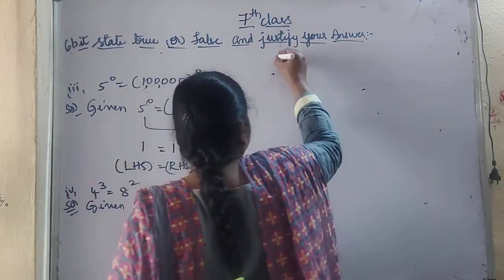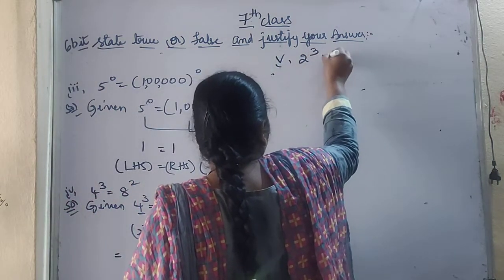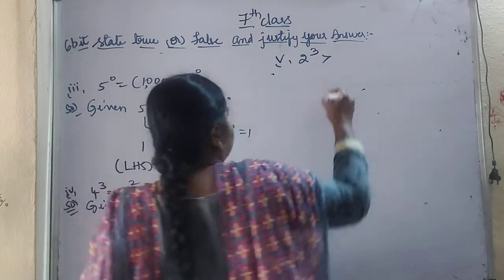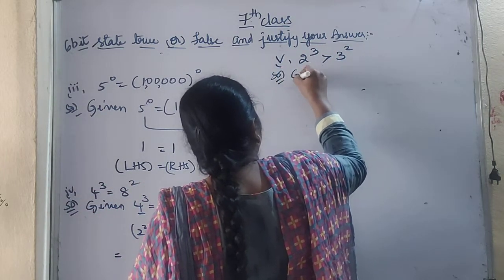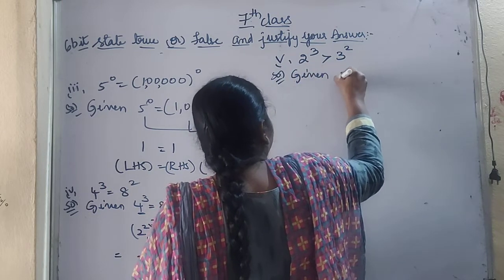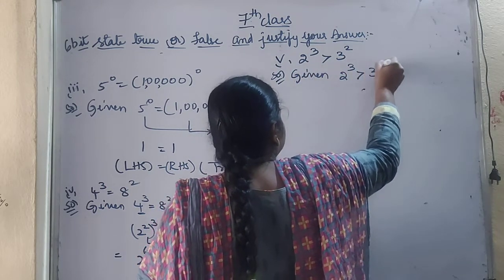Fifth one. 2 cube is greater than 3 square, they told. So we have to tell whether it is a true or false statement. So the given is 2 cube is greater than 3 square.